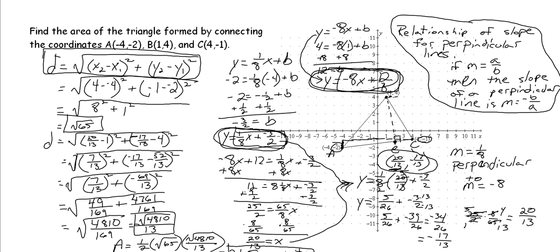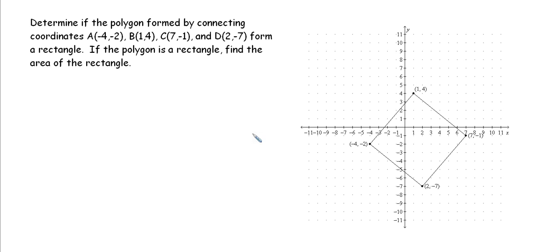This one should be a little easier: determining if a shape is a rectangle and finding the area of rectangles on the coordinate plane. In this example, we're going to determine if the polygon formed by connecting coordinates A (-4, -2), B (1, 4), C (7, -1), D (2, -7) forms a rectangle.